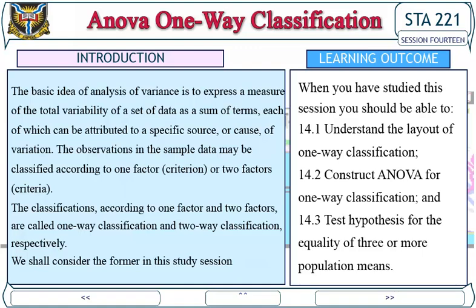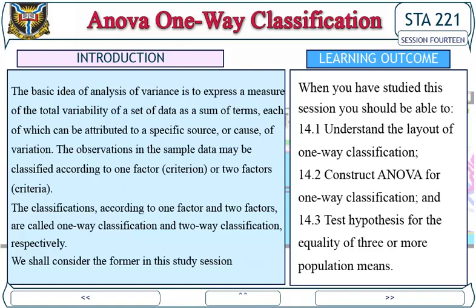variation. The observations in the sample data may be classified according to a one-factor criterion or two-factor criteria. The classifications according to one factor and two factors are called one-way classification and two-way classification respectively. We shall consider the former in this study section.